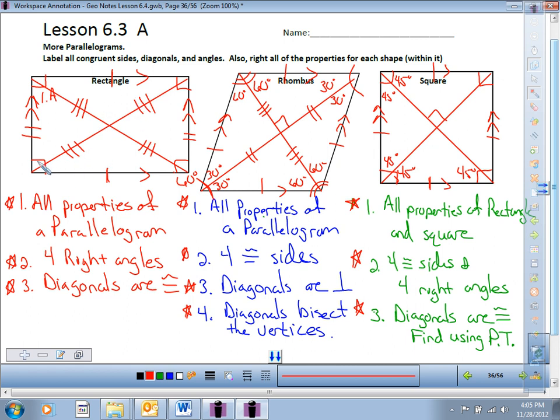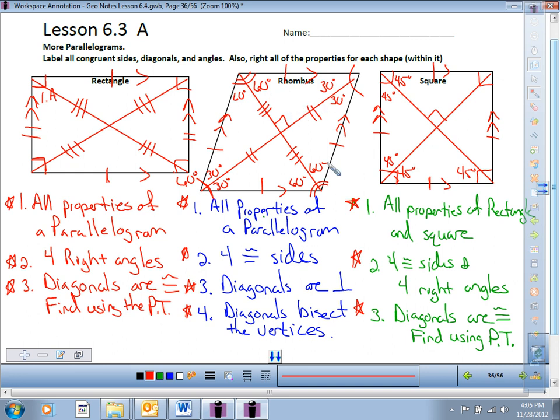Now, the main thing that sets a rectangle apart is that we have four right angles, as well as another important one, that the diagonals are equal length, and we can find those diagonals using the Pythagorean theorem. Okay, so again, might want to note that. That's something that we've done, we will do, and we will do again next chapter.